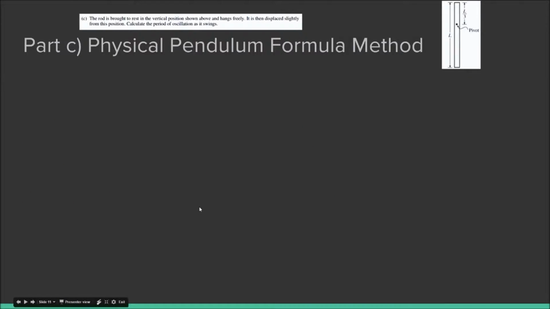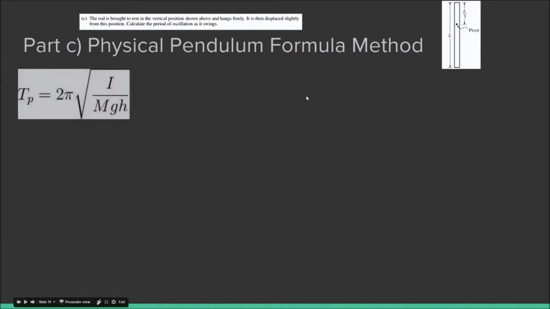Alright, part C. The rod's brought to rest in this vertical position, and it is then displaced a small angle, and it starts to oscillate just much like a pendulum. Alright, so this method of solving it, which the AP exam accepts, is kind of strange because we don't really learn about the physical pendulum formula. It's not on the equation sheet, and you do learn about it, but it's kind of a thing you have to memorize. You can derive it, but once you start to derive it, it gets into the next method of solving this, which I'll show you on the next slide.